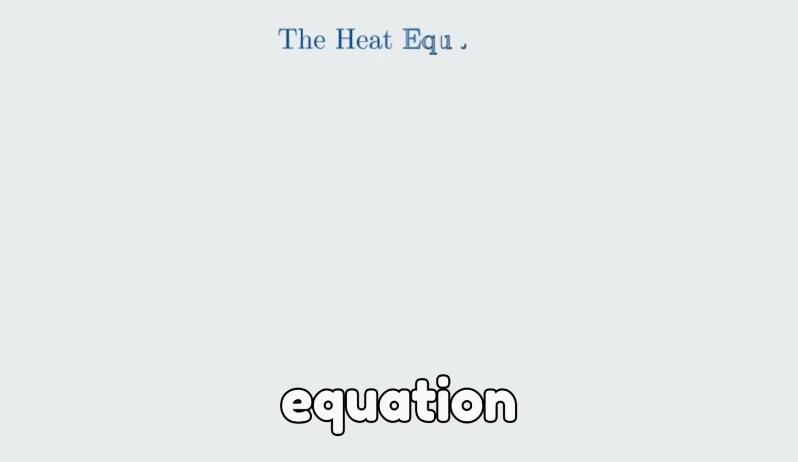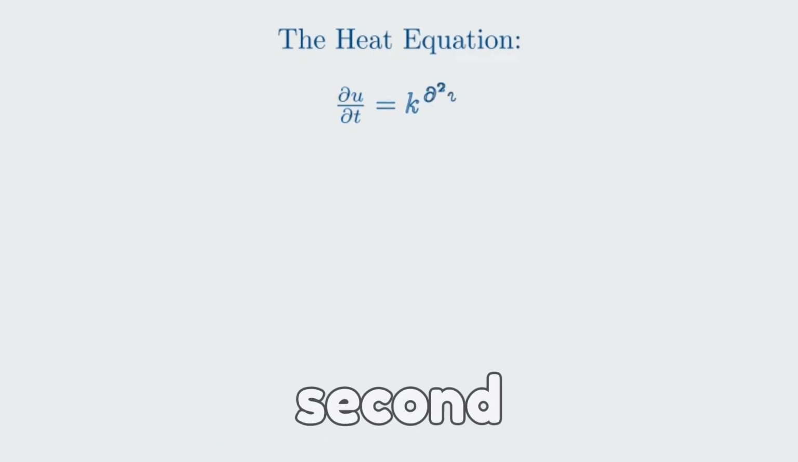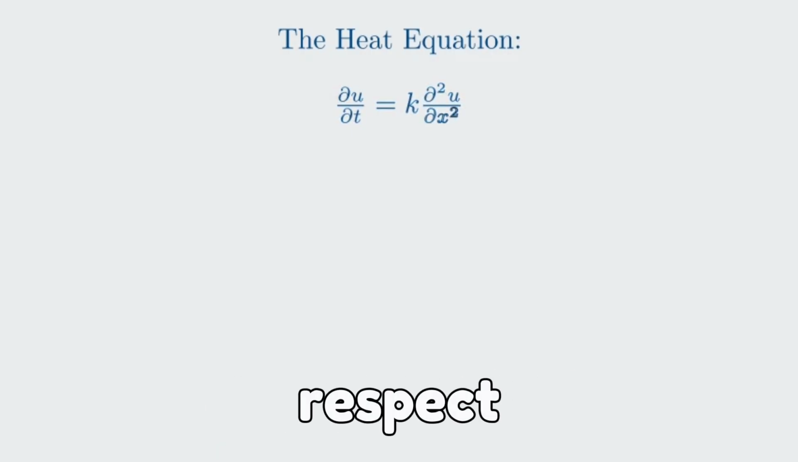Okay, let's put these ideas together and introduce the heat equation. The equation connects the change of temperature over time to the curviness of the temperature profile in space. A measure of curviness is the second derivative. The heat equation states that the rate of change of temperature over time is proportional to the second derivative of temperature with respect to position.